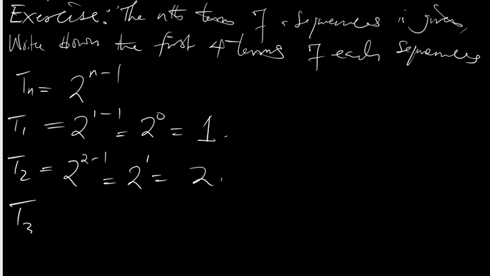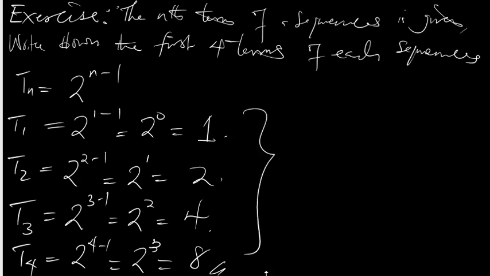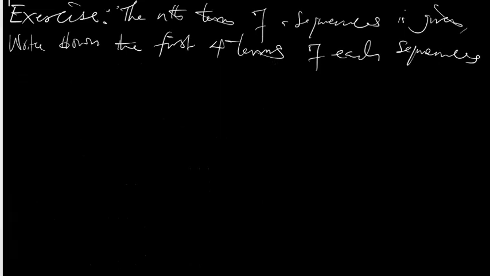Now the third term is equal to 2 to the power 3 minus 1. This is 2 to the power 2, which is what, 4. The fourth term is 2 to the power 4 minus 1, which is equal to 2 to the power 3, which is equal to 8. So that is the final answer for that particular problem. Then, so now let's look at another problem.